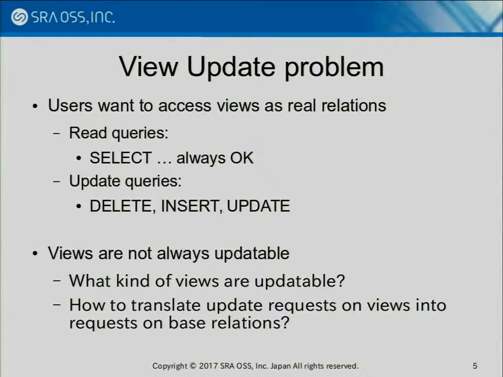So one question is, what kind of views are updatable? And if a view is updatable, an update request to the view has to be translated to an update request to the base relations. So the second question is, how to translate an update request on views into an update request on base relations? We call this problem the view update problem.